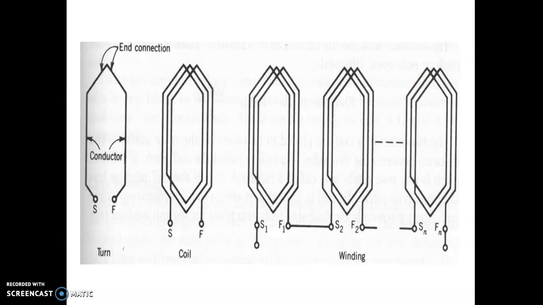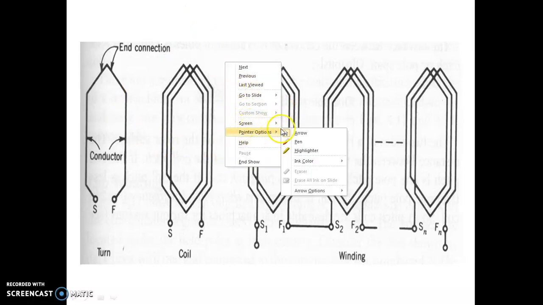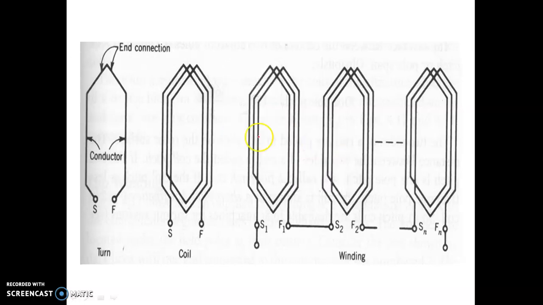You see here, conductors, winding and coils are shown. In this part, this is a conductor. S is the starting and F is the finish. From the starting point, it goes like this, and this makes a turn. It is a single turn and there are two conductors. I mean, in one turn, two conductors are there.